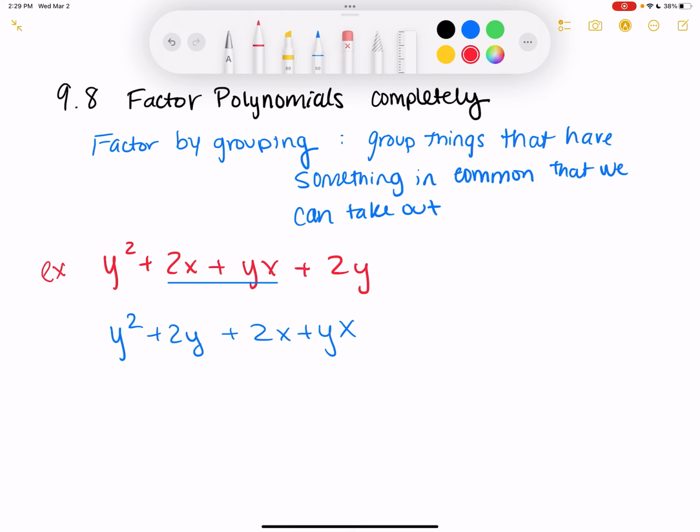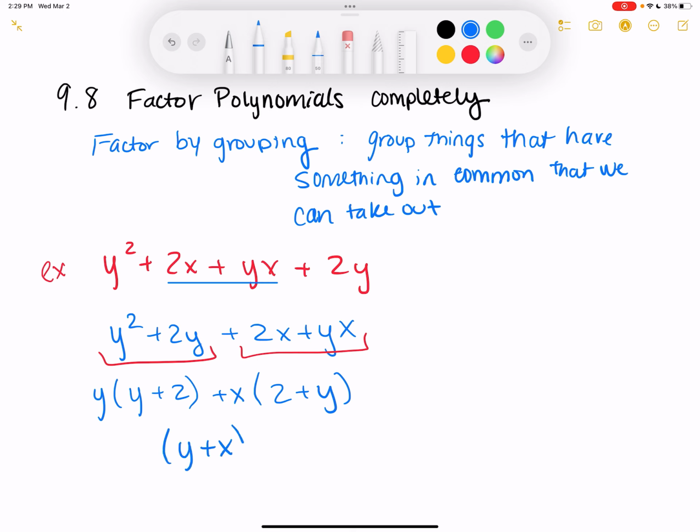So then I can group them. Okay, so this is stuff we've done before, it's just taking it a step farther. I can take a y out of this first one, which would leave me with y plus 2. These, I can take an x out, which leaves me with 2 plus y. Now, would you agree that y plus 2 and 2 plus y are the same thing? Yes. Okay, so I only have to write it once. So y plus x and y plus 2 are the factors. Okay, and obviously we'll do a lot more. I just want you to have a little example as we go.